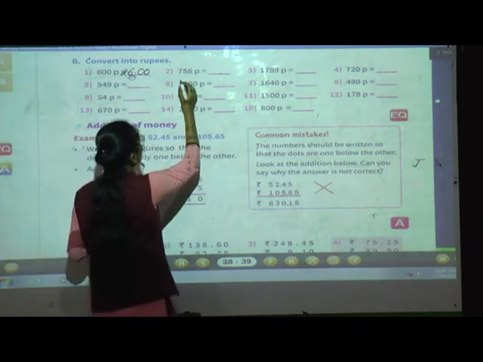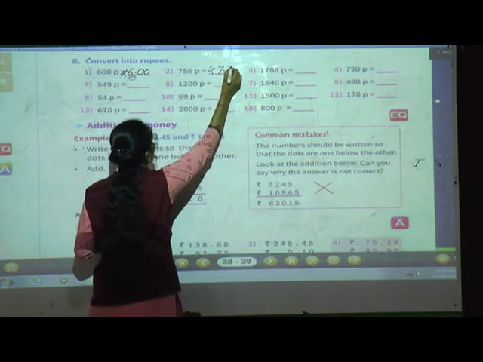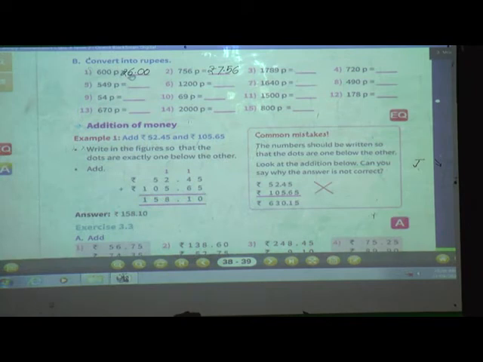So 756 paise is equal to rupees 7.56. Rupees 7.56. Okay, now we'll move to the third example.